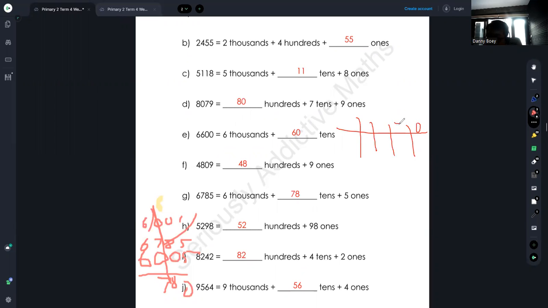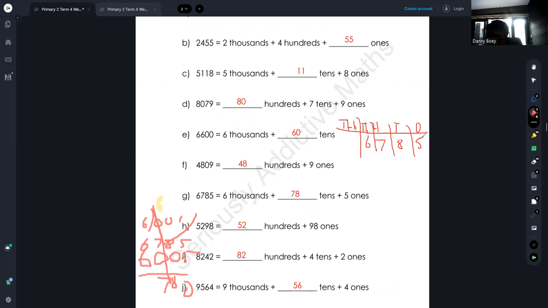Ones, tens, hundreds, thousands, spelled as TH, and then ten thousands. Okay, so the question is 6,785. So they write it 6, 7, 8. Oh, sorry, I saw the wrong thing. 6,785 is actually this way, with ten thousands, so it's 6,785.